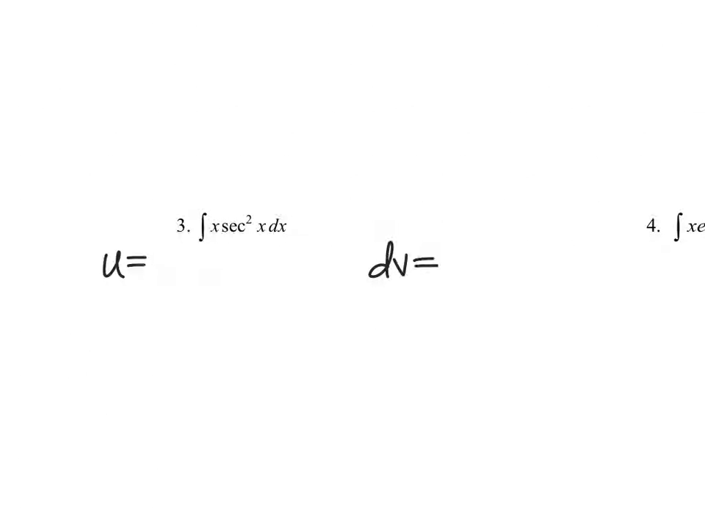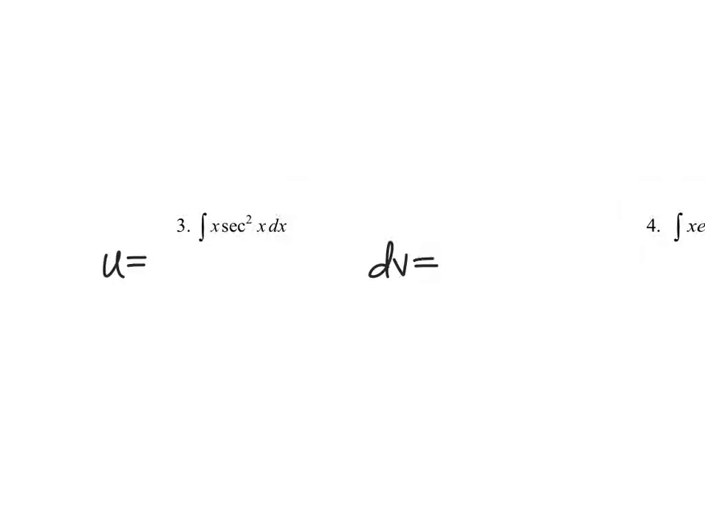I'm looking for a u that when I differentiate will become simpler, and a dv that when I anti-differentiate, first off, it should be something that I can anti-differentiate, but it should also not make the situation any more complicated. Okay? So if I take, for example, the x and make that the dv, it won't get any more complicated when I anti-differentiate. It's still a power function. But I'm looking at that secant squared, right? Because taking the derivative of that is not going to make things simpler, right? It would involve chain rule.